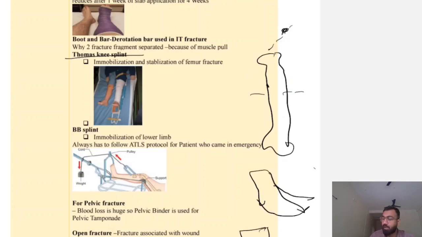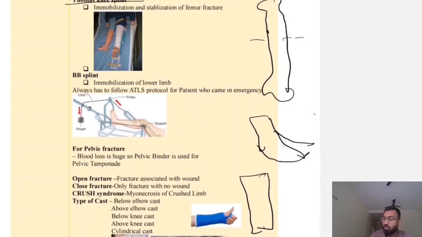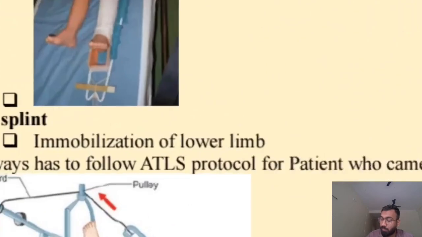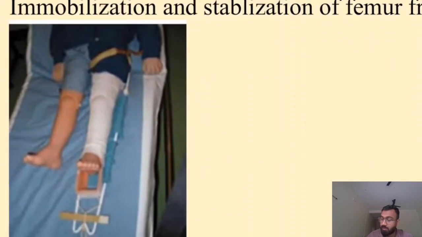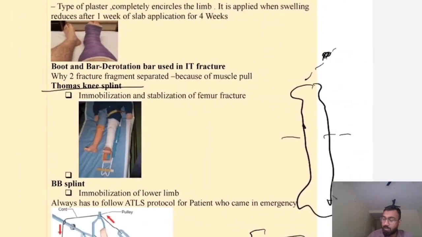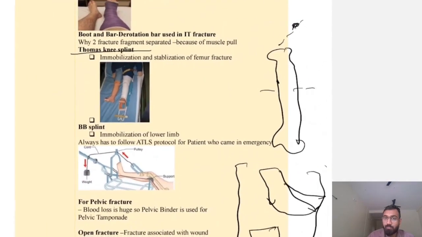Now the patient is 20 kilometers away from the hospital. So you can't bring this patient to the hospital because they will have severe pain, or there are chances of fat embolism in femur fracture. So you have to immobilize this fracture fragment. So you will apply a Thomas knee splint. This is the Thomas knee splint you can see. So you will immobilize and stabilize this fracture fragment.